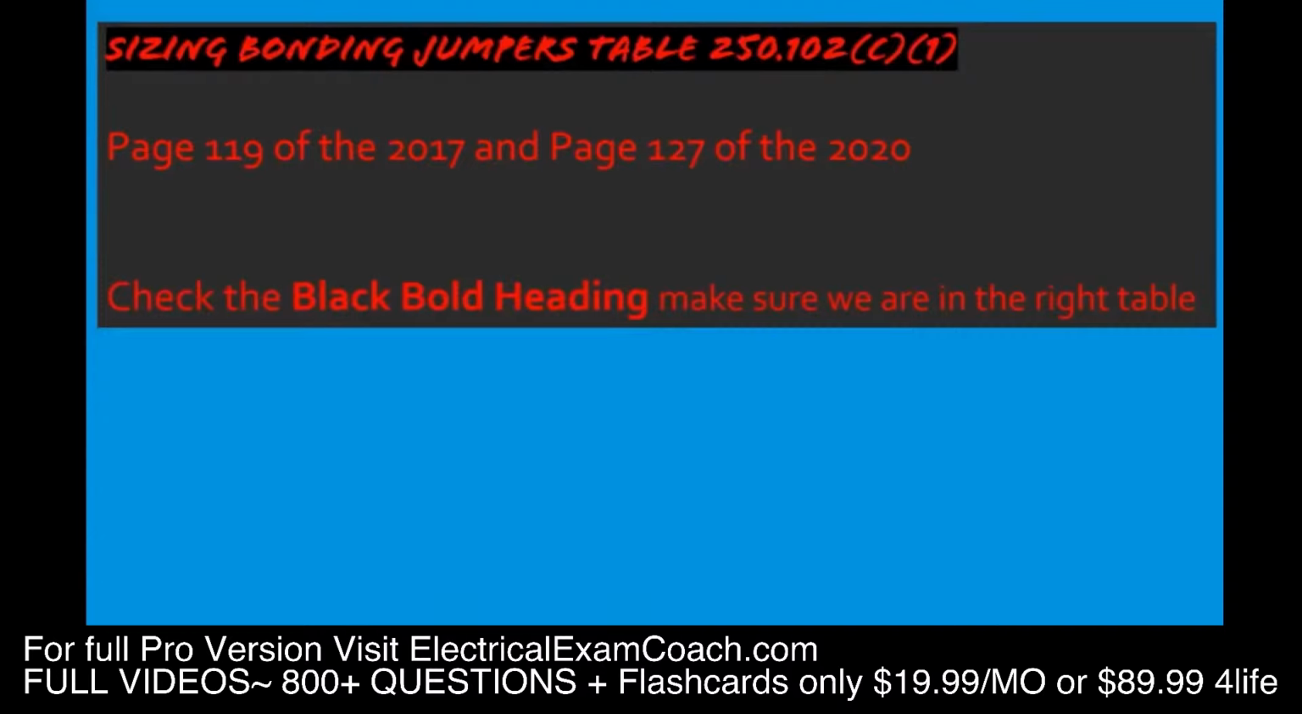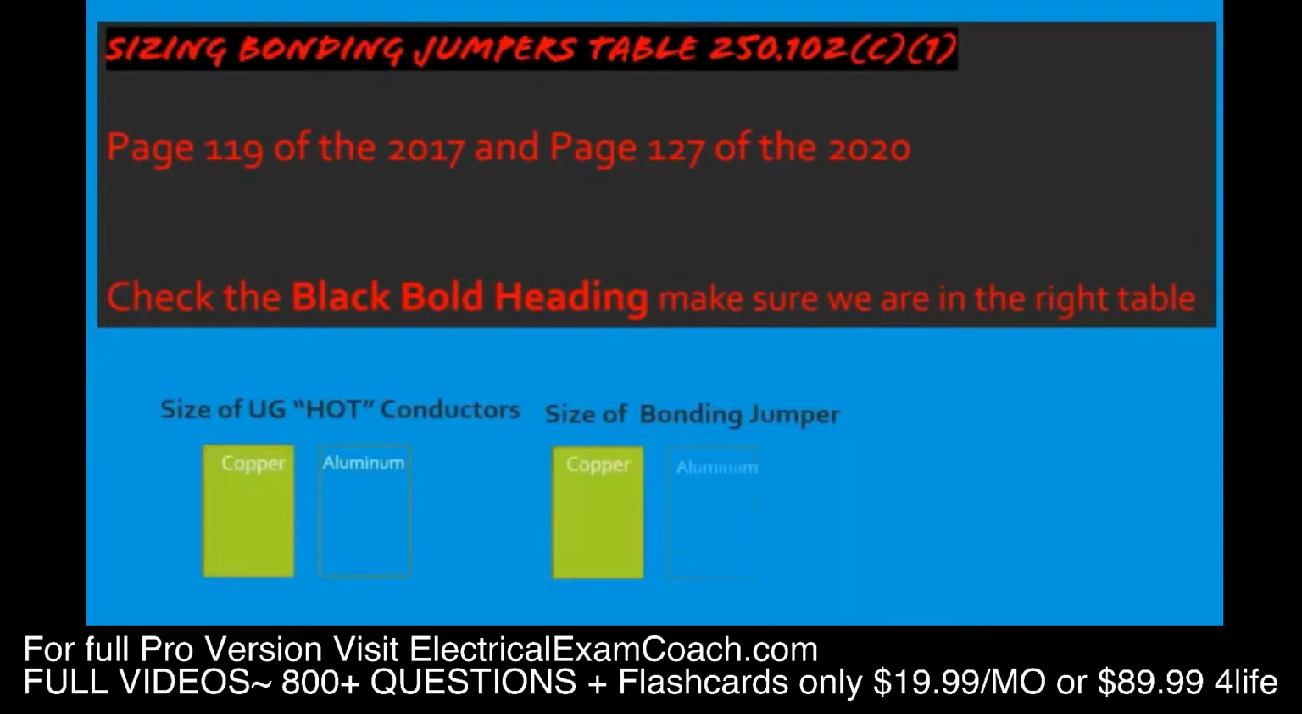Great, I feel like we're in the right table. Now this table is laid out very similarly to the GEC table, the 250.66. That's why you always read your black bold heading to make sure you're in the right table. So we're going to have the size of the ungrounded hots on the left, size of the bonding jumper on the right. We have copper and aluminum, and we have copper and aluminum. So these questions are laid out very similar, but we have to make sure that we're in the right table.